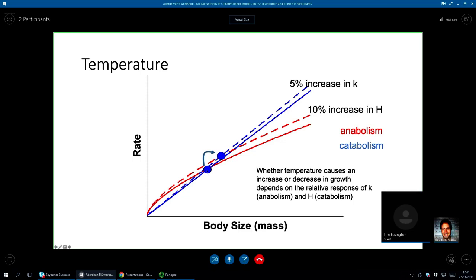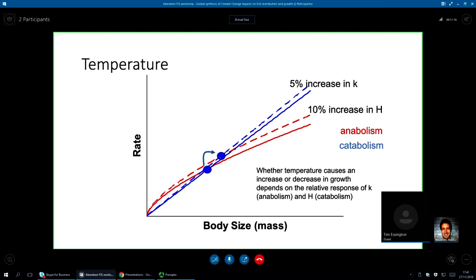Imagine a scenario where there's a temperature change. That temperature change affects the K parameter and the H parameter in different ways. So K is metabolism, H is anabolism. And in this made-up example, the catabolism might adjust by 5%, but the anabolism might increase by 10%. That's going to cause the red line to go up, the blue line to go up. Our new asymptote is where these two lines intersect, and that's going to lead to an increase in the asymptotic size. I wanted to show this largely to say that this was totally made up, and I easily could have made these differences such that the resulting consequence of a temperature change was a shrinking of the fish.